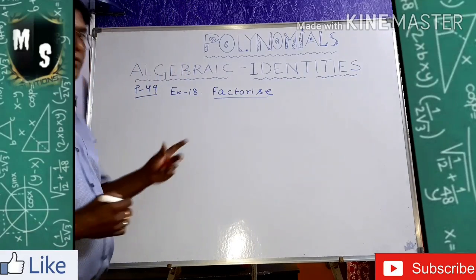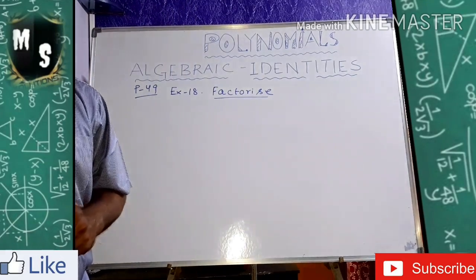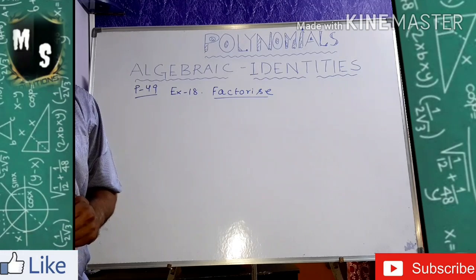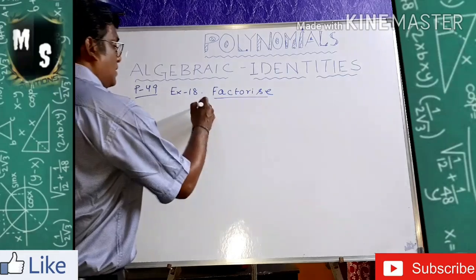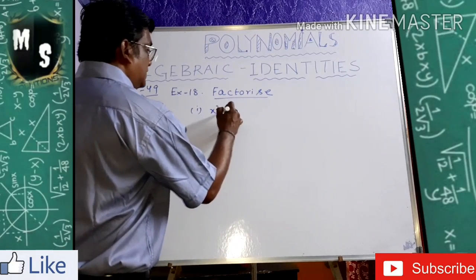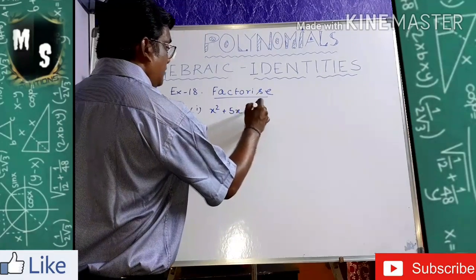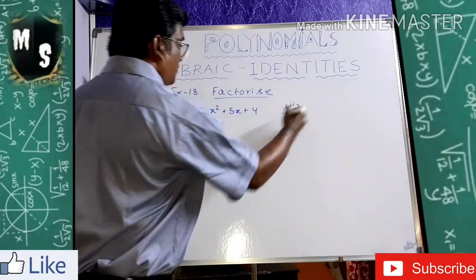So I am doing two bits for you. A big bit I am doing for you, a difficult one. Two bits I will do for you. That is x square plus 5x plus 4. I will do you these two sums: x square plus 5x plus 4, and bit 2 I will do for you.